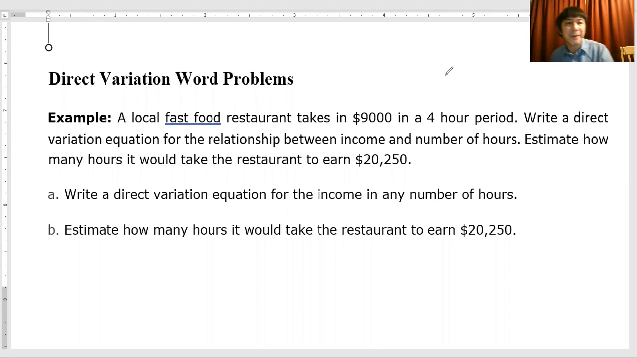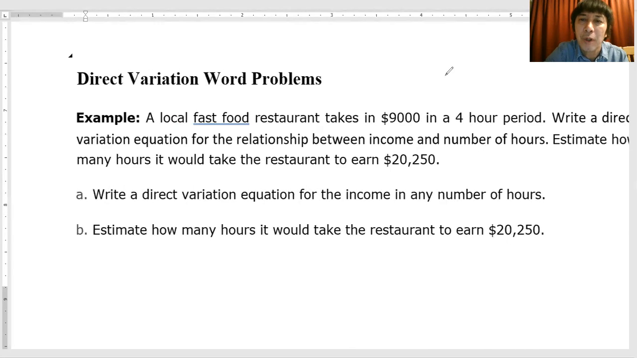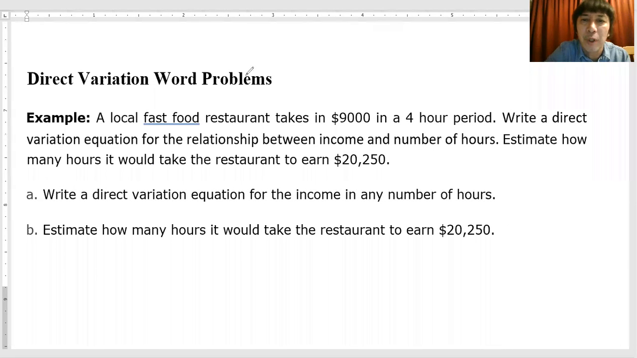Direct variation word problems. A local fast food restaurant takes in $9,000 in a 4-hour period. Write a direct variation equation for the relationship between income and number of hours. We're talking here about income and number of hours. Estimate how many hours it would take the restaurant to earn $20,250.